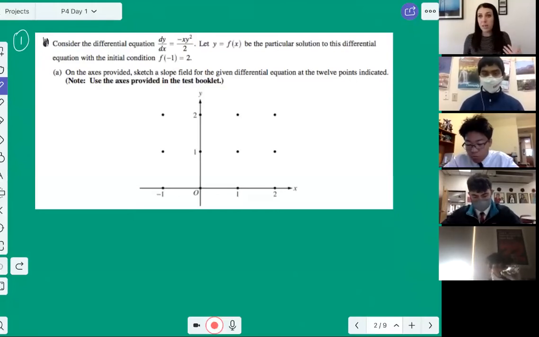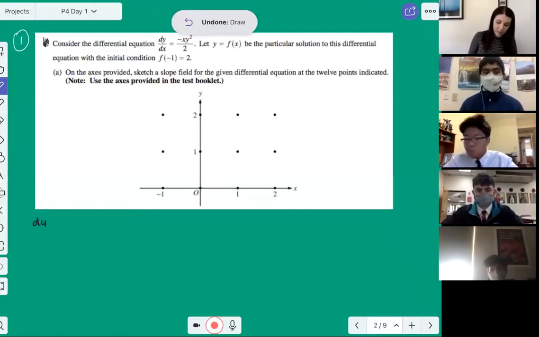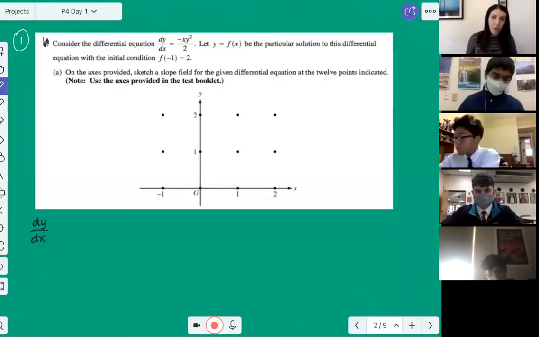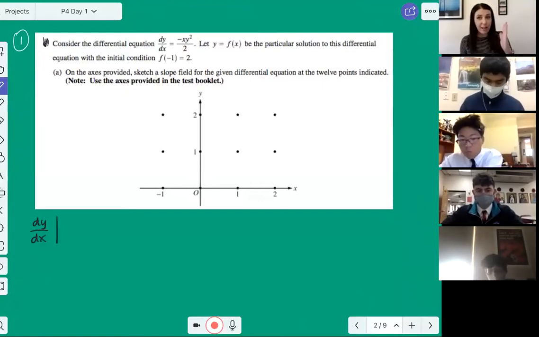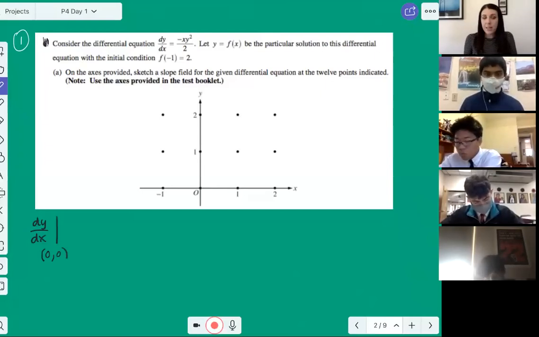That's what the slope is. So if I wanted to, for example, know the slope at 0, 0, that's a coordinate, what I would do is write, please copy this down, dy over dx with that vertical line. That means that's where we're evaluating it. And then we're going to have the coordinate 0, 0 on the bottom. So go ahead and copy that down. That's saying that we're finding dy over dx, the slope, at specifically the point 0, 0.